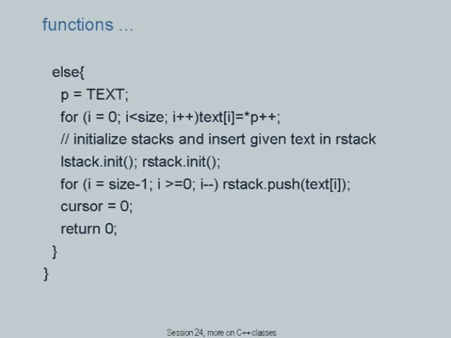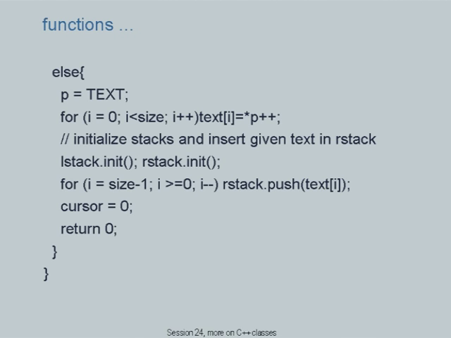Now I initialize the two stacks, lstack.init and rstack.init. Notice that here lstack is the name of the object of the type stack class, and therefore the functions pop, push, init, etc. have to be qualified by the particular object name. So lstack init will initialize lstack, rstack init will initialize rstack.